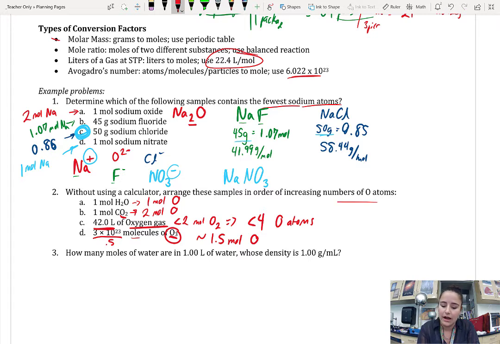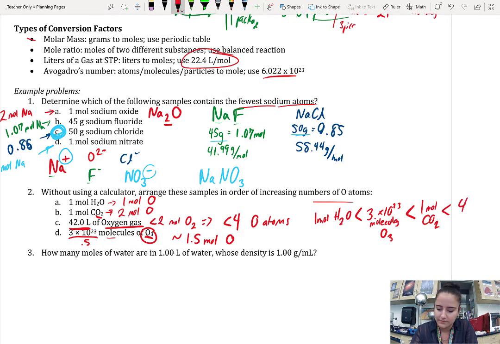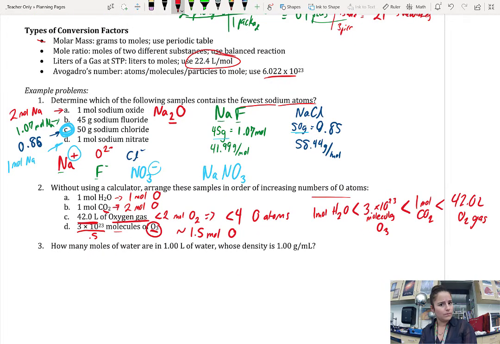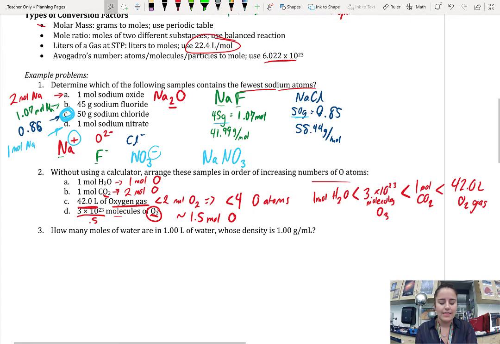Okay, so in order of increasing number, the least is going to be 1 mole of H2O. Then we have the 1.5, 3 times 10 to the 23rd molecules of O3, which is going to be less than the 1 mole of CO2, which is 2 moles of oxygen atoms. And the one that has the most is the 42 liters of oxygen gas. Okay, cool. Last one.